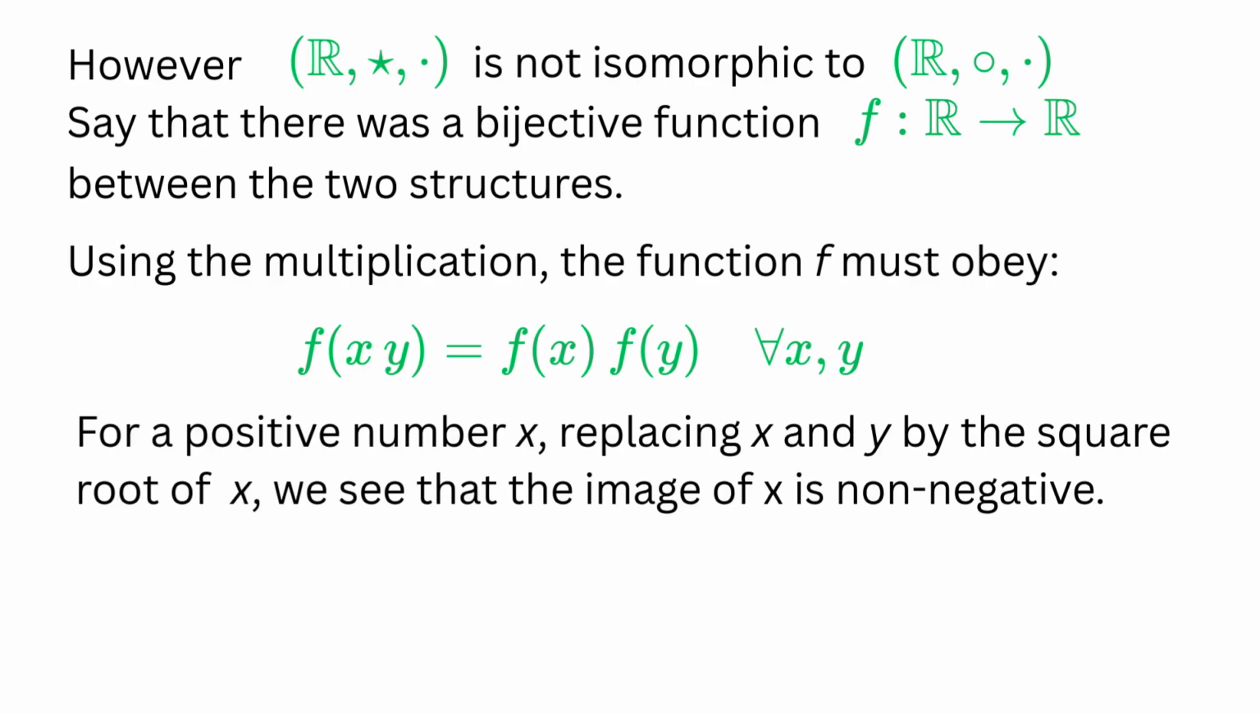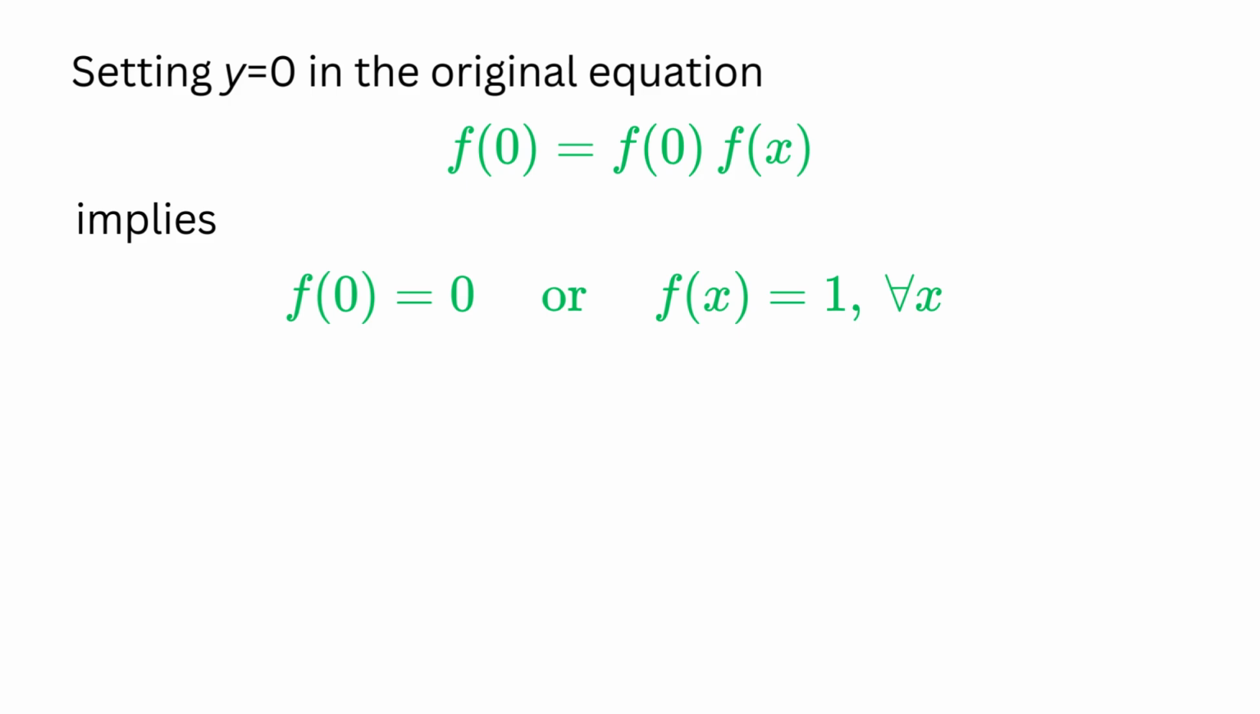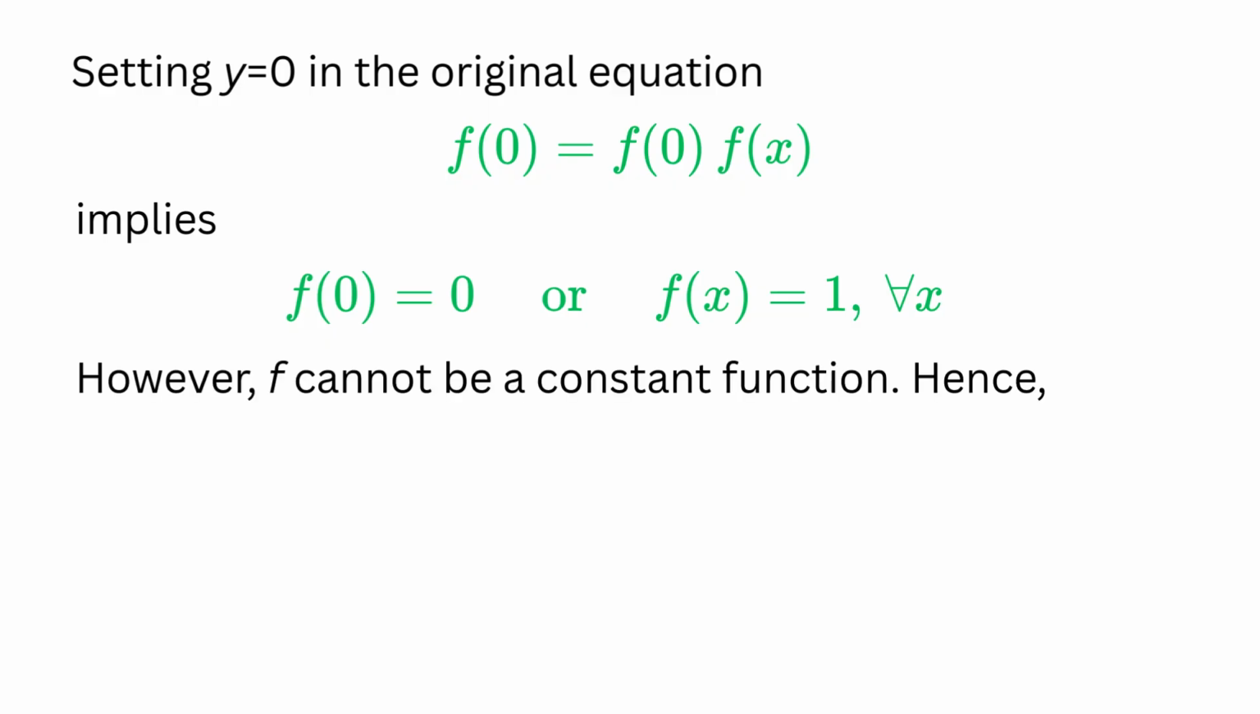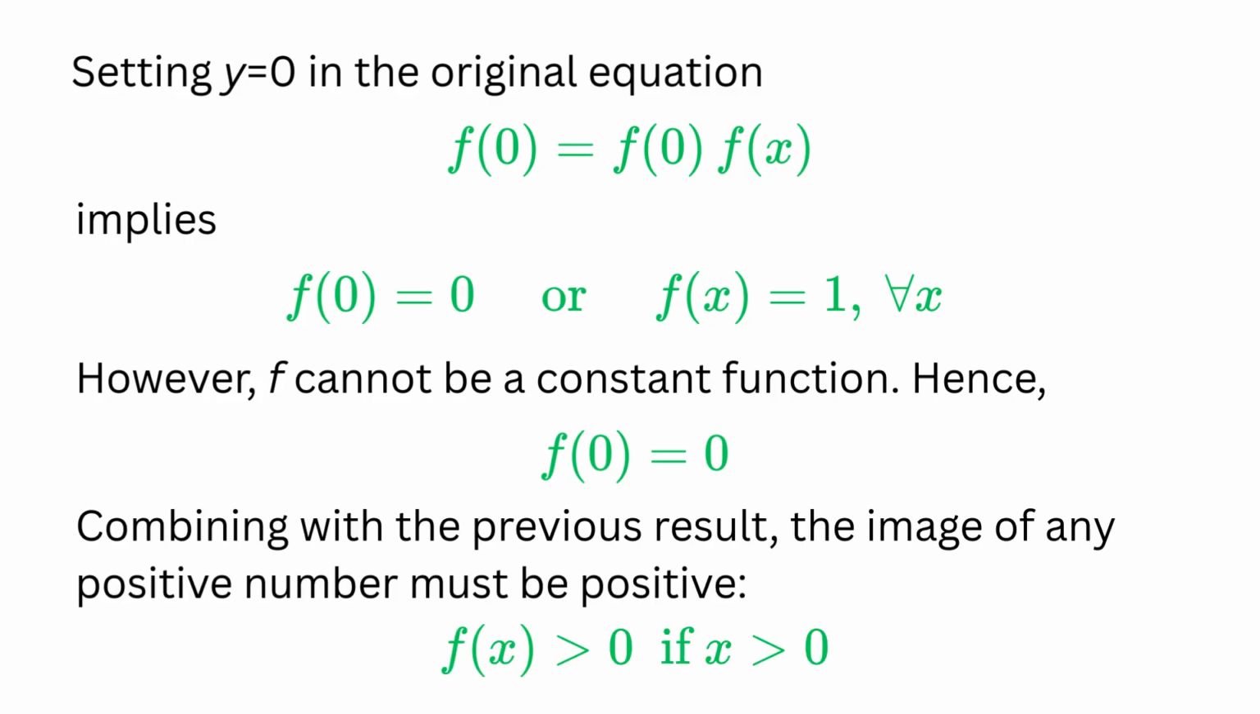For a positive number x, replacing x and y by the square root of x, we see that the image of x is non-negative. Also, setting y equals 0 gives that either the image of 0 vanishes or the function is constant. However, f being a bijection, it cannot have a constant value. Hence, it must be that the image of 0 is 0. Combining with the previous result, the image of a positive number must be positive.